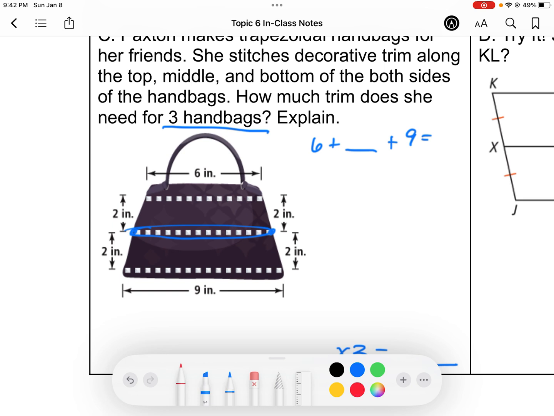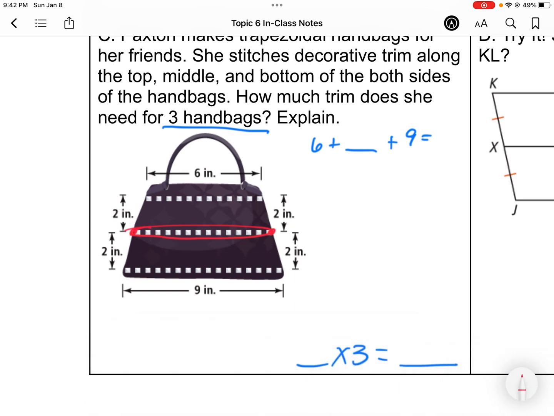So to find that, we do the average of 6 and 9. Well, 6 plus 9. We're going to do half of that or divide by 2. 6 plus 9 is 15. Got to divide that by 2, which gives me 7.5. So that's what I add to those two.